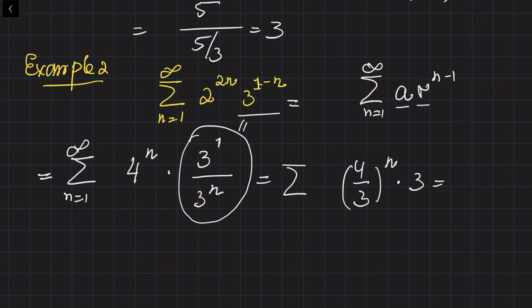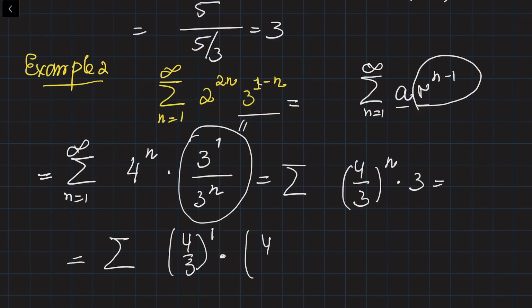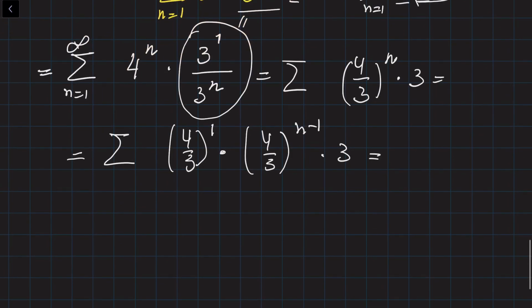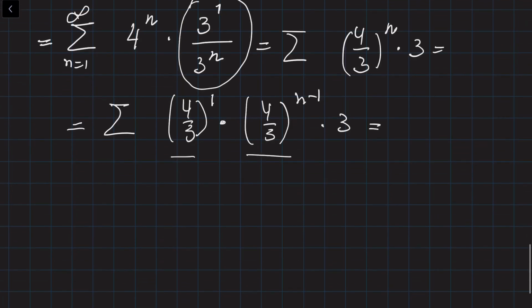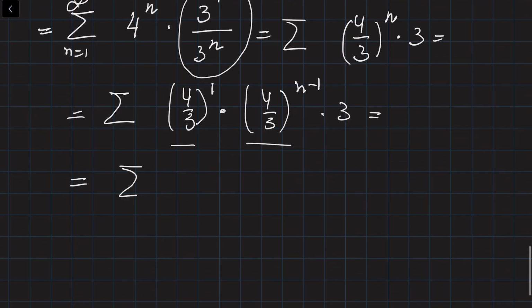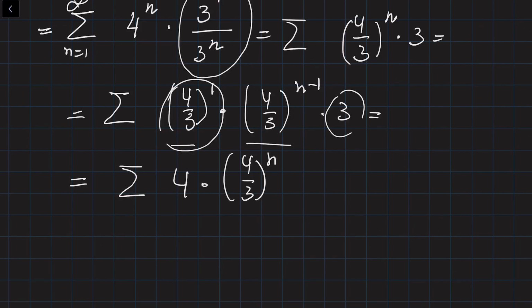The thing is, we need to have the term in the form of n minus 1. That is why I'm going to take out 1 times 4 over 3 out of the brackets. So I'm going to write this as 4 over 3 to the power of 1 times 4 over 3 to the power of n minus 1, times the 3, right? Now this is correct, because if you multiply this, you get exactly 4 over 3 to the power of n. So the summation of 4 over 3 times 3 is simply 4. It's going to be 4 times 4 over 3 to the power of n minus 1.